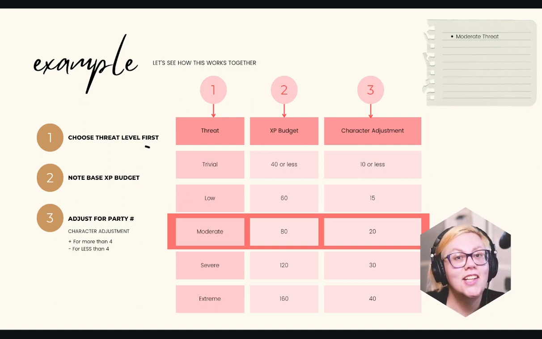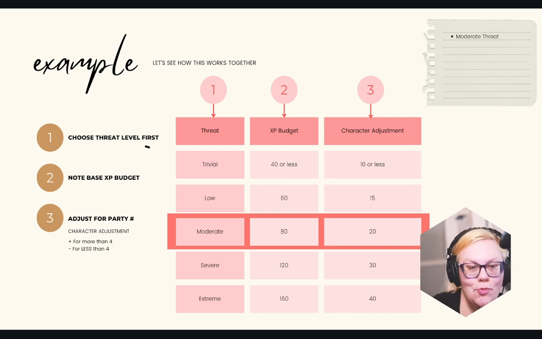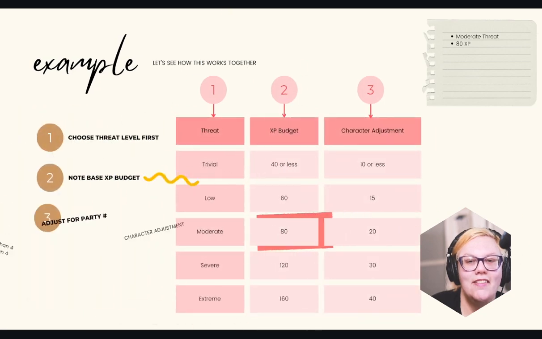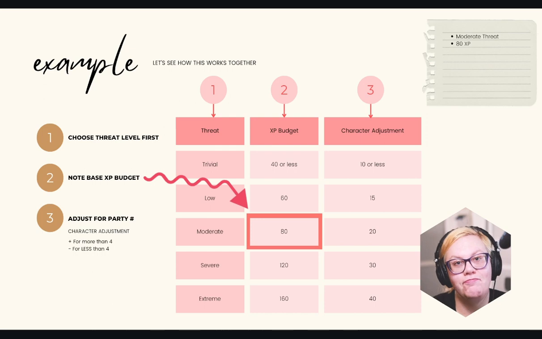Like I said, it really is simple and super straightforward. It's not going to take me long to go through this at all. It's a total of 10 slides, so the process is exceedingly simple. The first thing we're going to do is choose that threat level. For this example, as I detail this out, you'll see that I've highlighted things. We're going to choose the moderate threat level for this example. We're moving through this table left to right. So moderate, and I made a note of it up in the upper right hand corner. From there, we're going to note that base XP budget. In this case, it's 80.